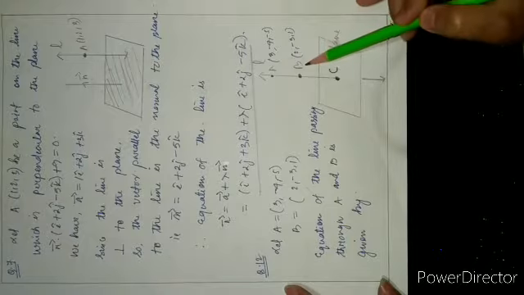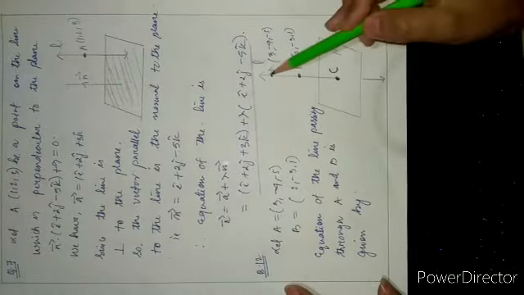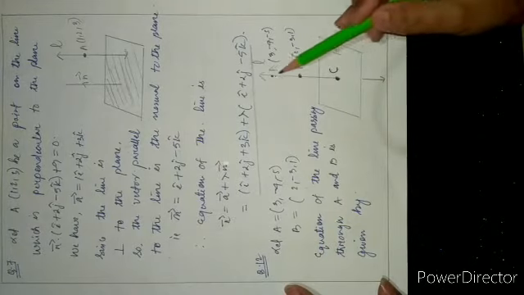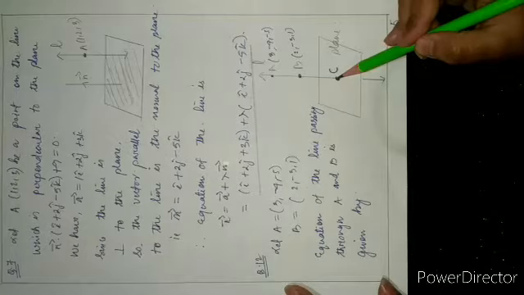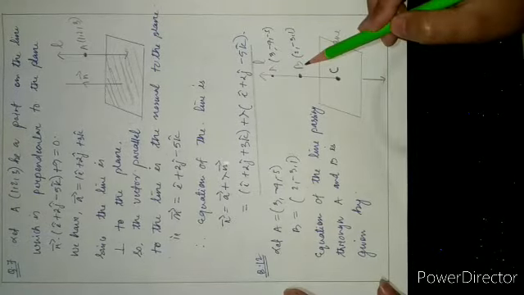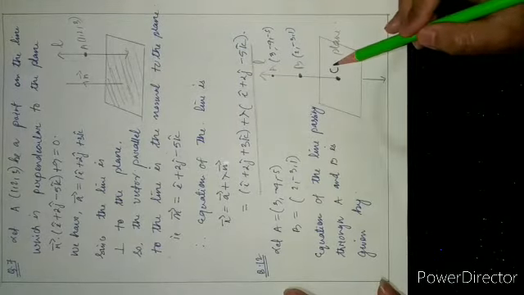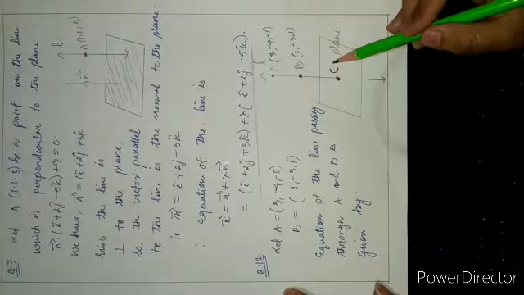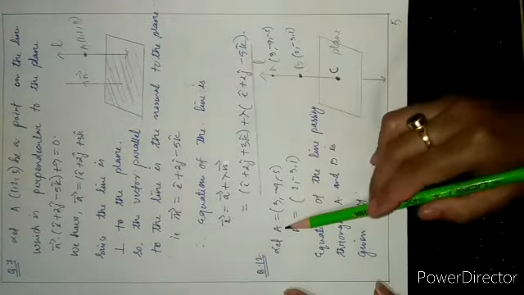The first is point A and the second is point B, representing a plane and the line through A and B. The point C is the point of intersection of the line passing through A and B and the plane. Now we are going to find the coordinates of point C.